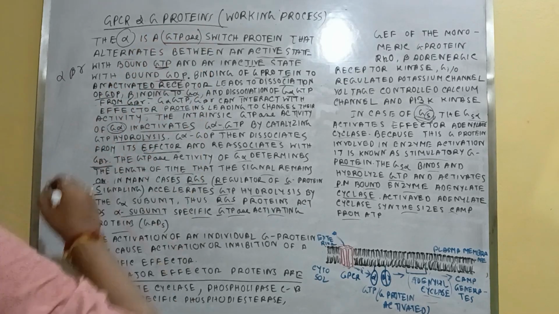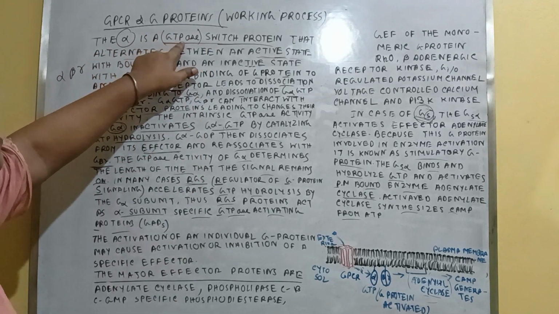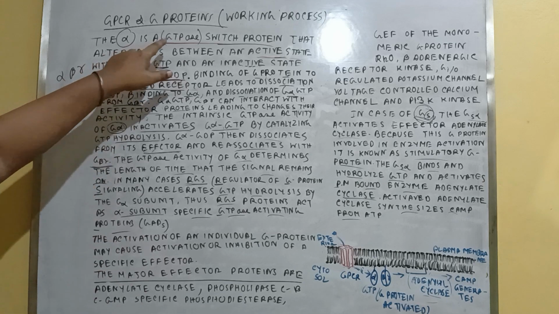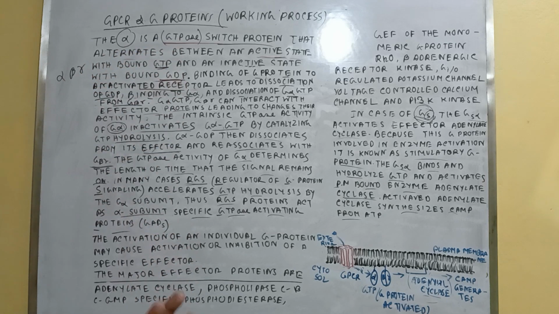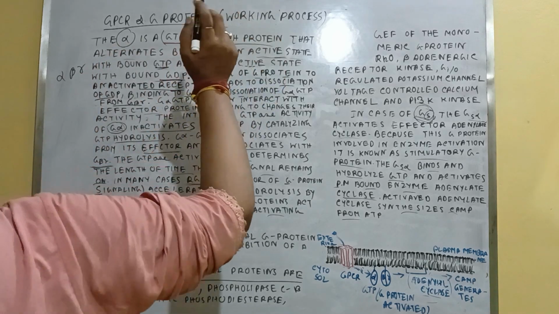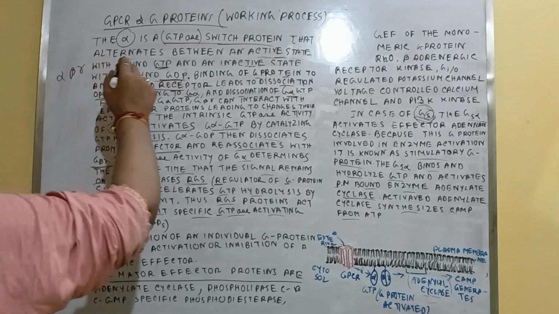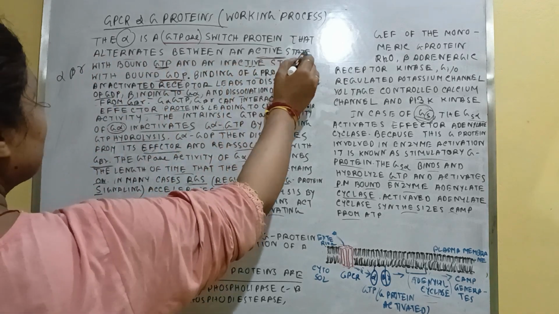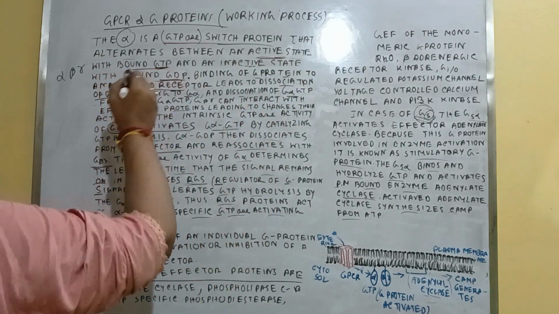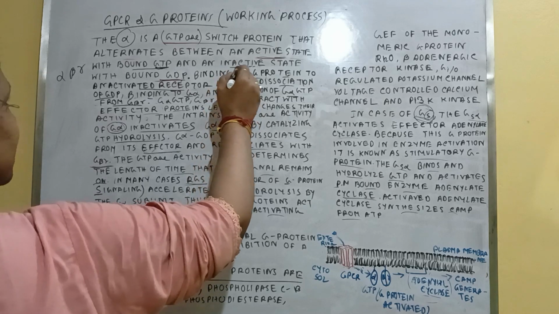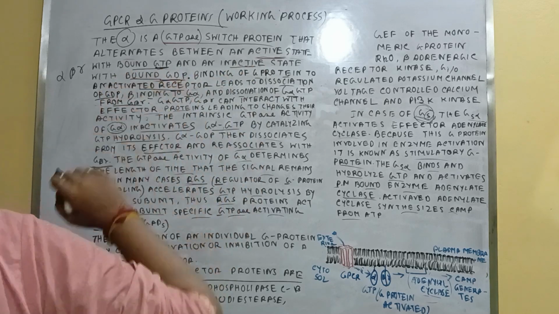GTPase switch protein. And the activity of the GTPase is what? Its activity is the hydrolyzation of GTP into GDP and Pi. Okay. So this acts as the switch protein and that alternates between an active state with bound GTP and, obviously, an inactive state with bound GDP.